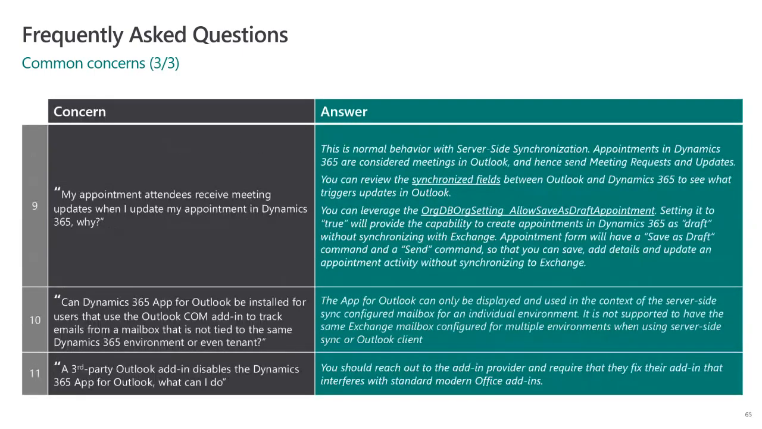When you set up server-side synchronization, the appointment attendees will receive meeting invitations and also updates when you update your appointment in Dynamics 365. That's a normal behavior with server-side synchronization. Appointments in Dynamics 365 are considered meetings in Outlook, and hence they send meeting requests and updates. You can review the synchronized fields between Outlook and Dynamics 365 to see what triggers updates in Outlook.